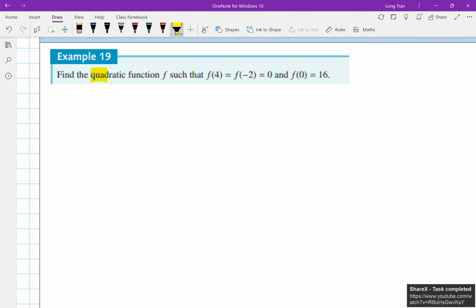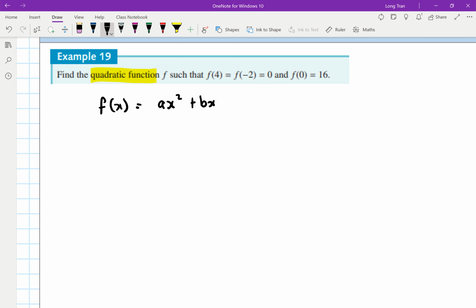It says quadratic function, and that already tells me that f of x must be of the form ax squared plus bx plus c. So I need three unknowns. I've got a, b, and c to figure out.